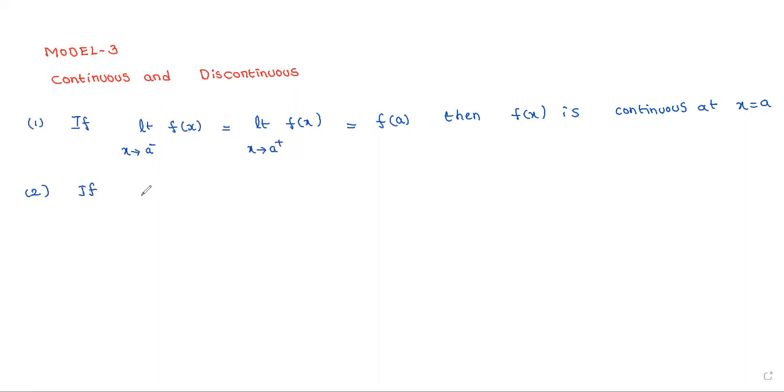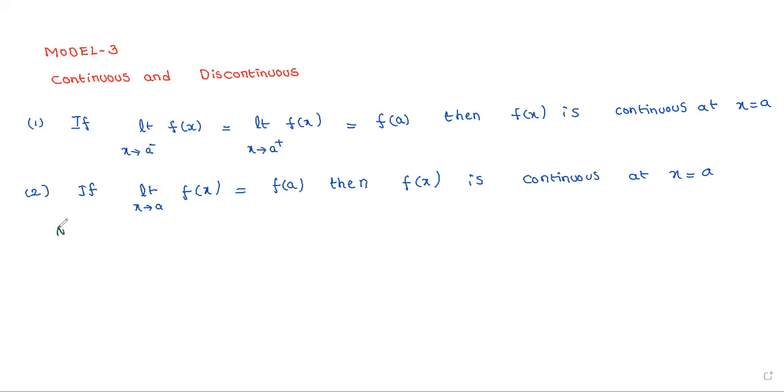Limit as x tends to a, f of x equal to f of a, then f of x is continuous at x equal to a.